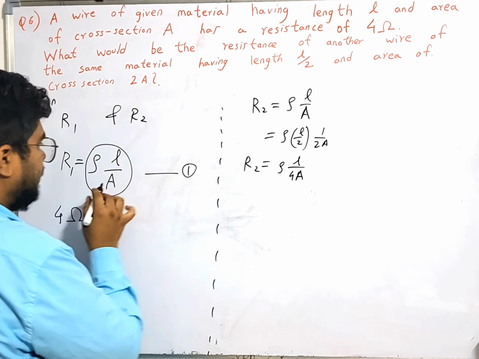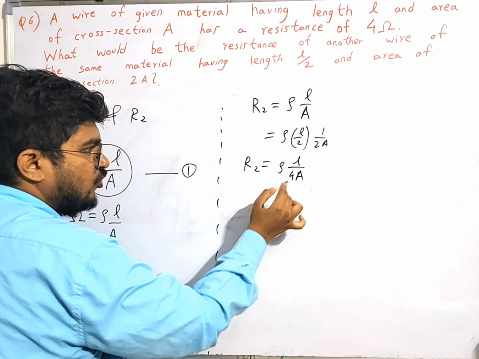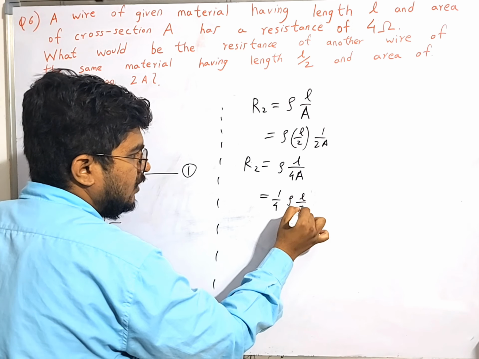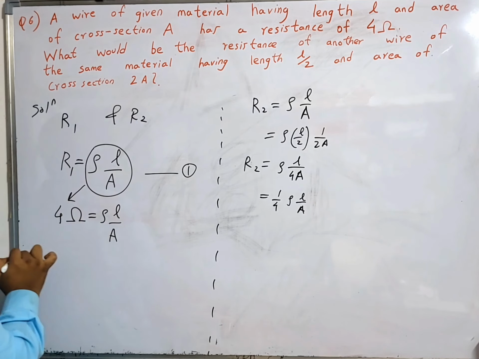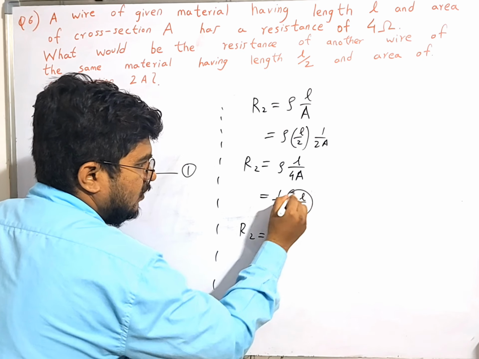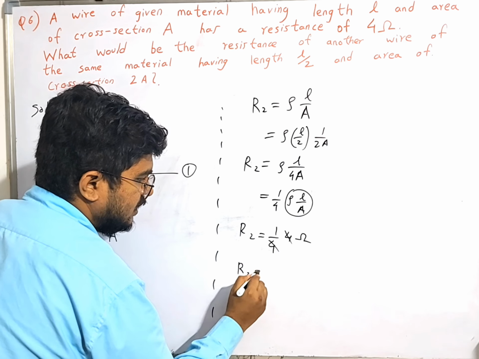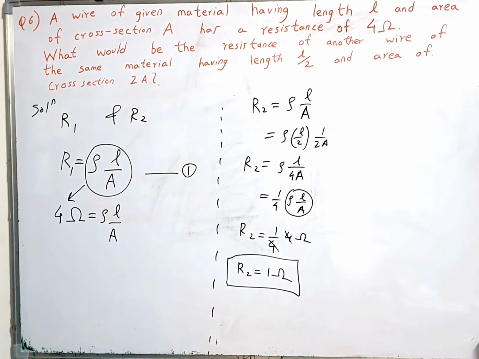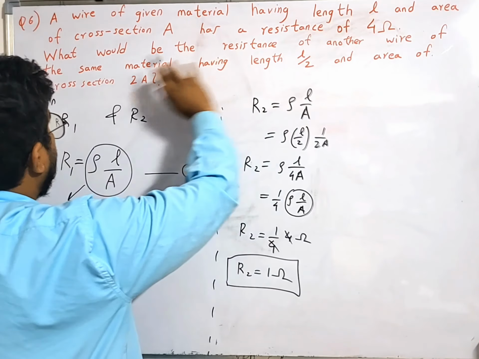R2. Now if you see here, rho L upon A. Here is also rho L upon, but here it is 4A. So if we separate 1 upon 4, we get rho L upon A. And we already know the value of this. Value of this is 4 ohm. So R2 is equal to 1 upon 4. Value of this is 4 ohm. 4 gets cancelled. So R2 is equal to 1 ohm. Okay, so this will be the resistance of another wire of the same material having length L upon 2 and area of cross section 2A.